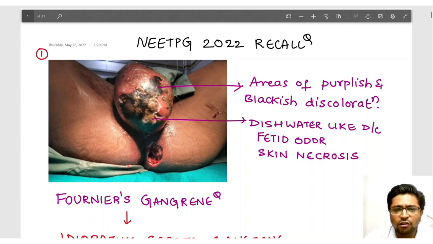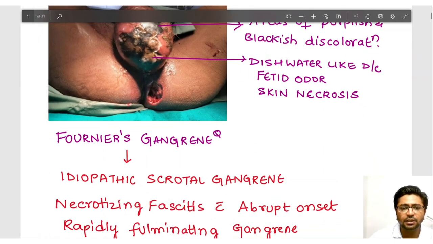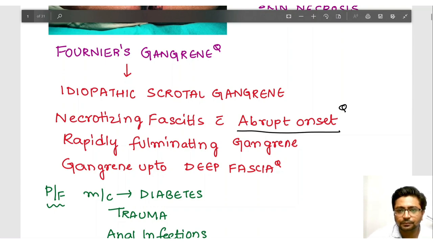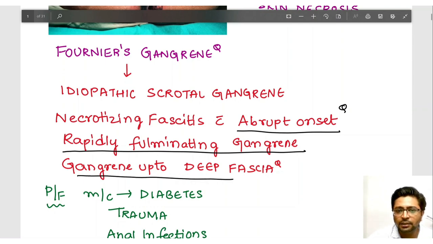There will be a history of white dishwater-like discharge, and there might be a history of fetid odor. So what is the diagnosis? Fournier gangrene. So what is Fournier gangrene? It is nothing but an idiopathic scrotal gangrene, and it is necrotizing fasciitis of the scrotal wall which has a history of abrupt onset, and there might be a rapidly fulminating gangrene. Gangrene will extend up to the deep fascia. Important point to remember, gangrene will extend up to the deep fascia.